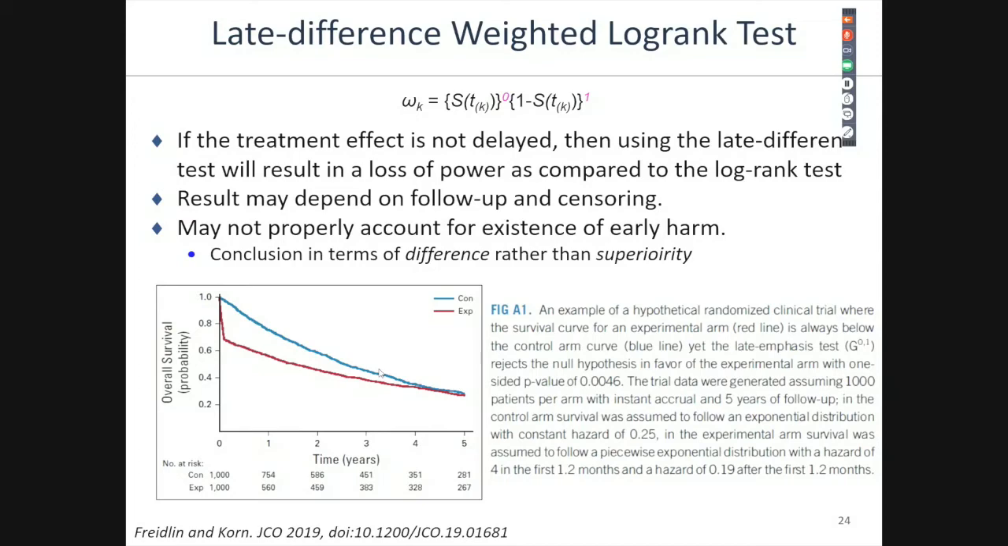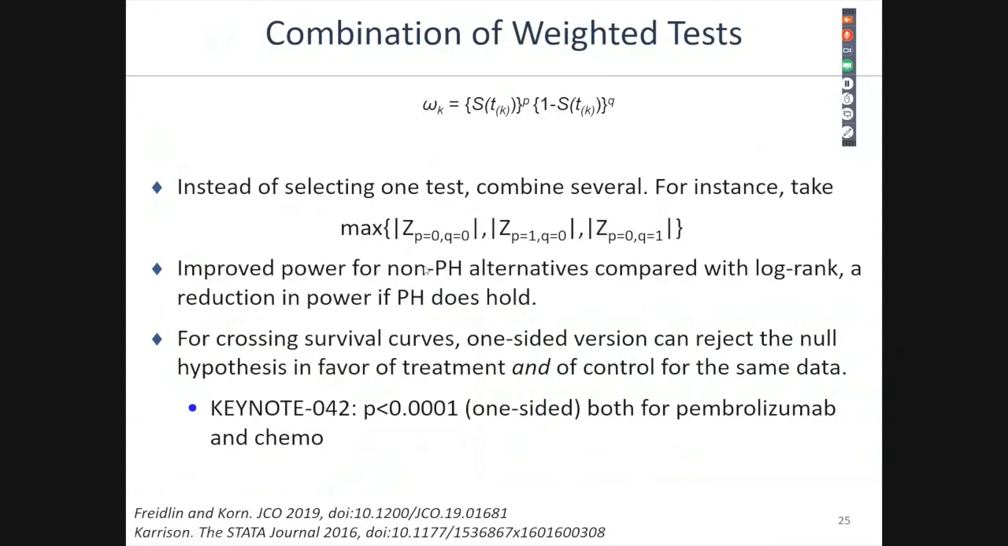Now, one could say, okay, perhaps we could get rid of the problem of deciding which test to use and just make a combo. Use several of the tests and allow this combo test to decide where the difference lies. So for instance, instead of selecting one test, we could combine several. For instance, we could take the maximum of the absolute value. This would be a two-sided test for the Logrank test, for the early difference test, and for the late difference test.